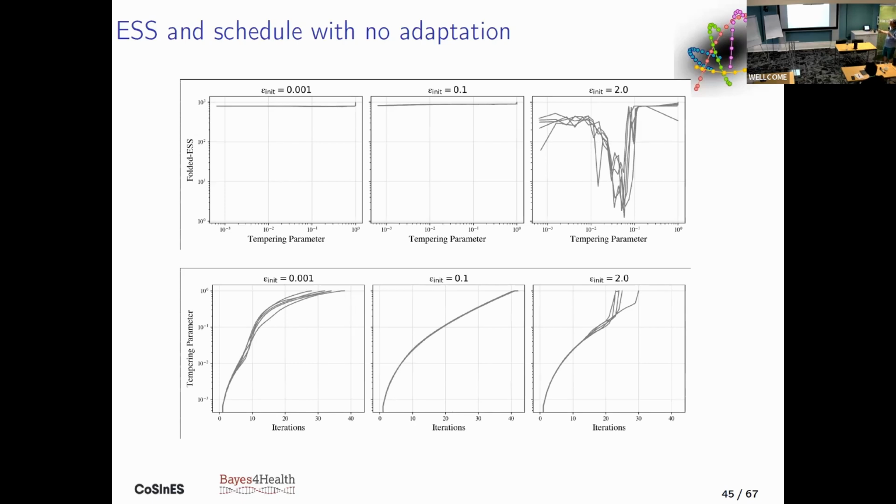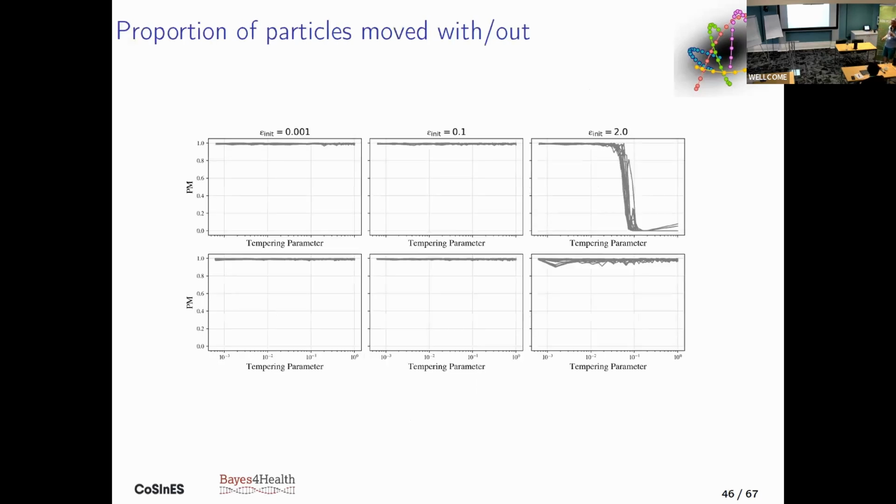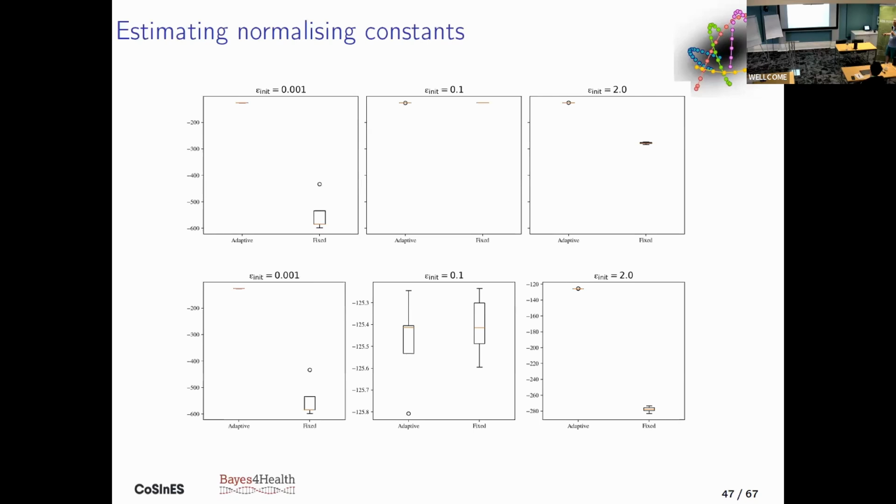You see that here this collapses and recovers. So it looks like you're doing something good, but if you look at the number of unique particles, you see that it crashes. So the ESS is not a perfect measure of performance. That's the conclusion. So now, estimation of the normalizing constant.